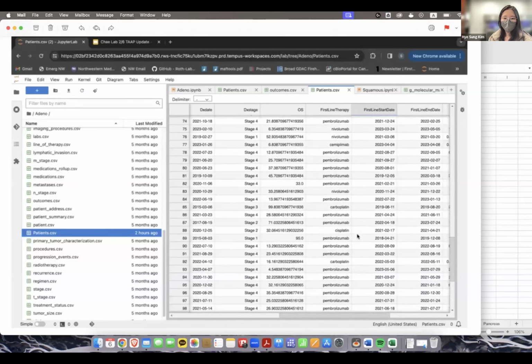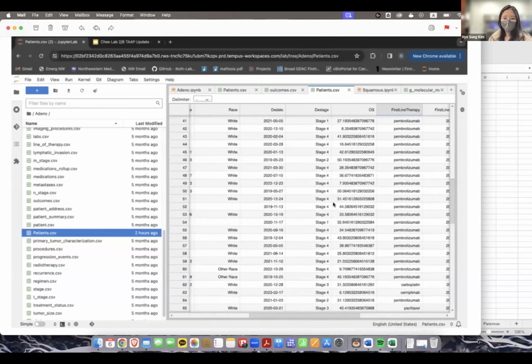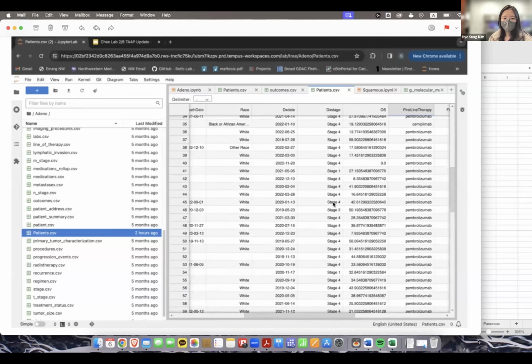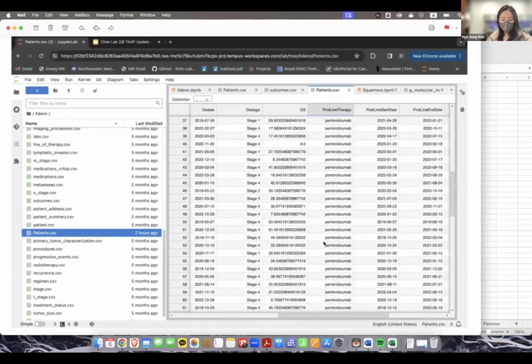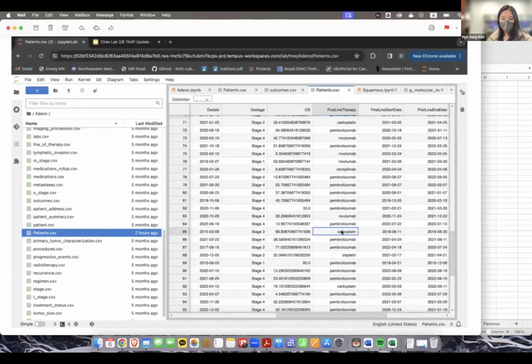Let's see if I can find another one. Here's another one. Anyway, what I'll show you a little bit later is how many patients have first line of a given type, ICI or chemo or something else. As you can already kind of tell, it's predominantly pembro.